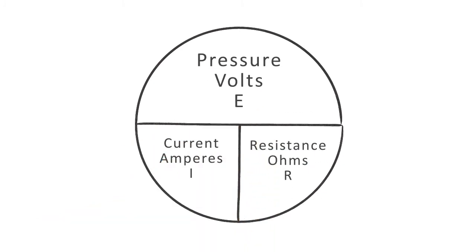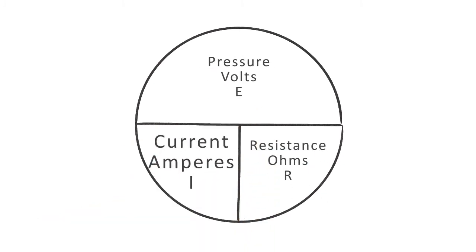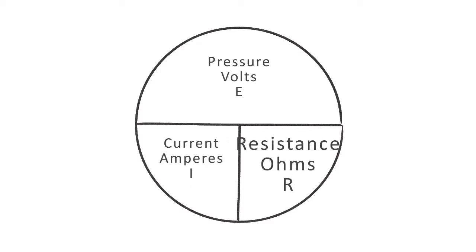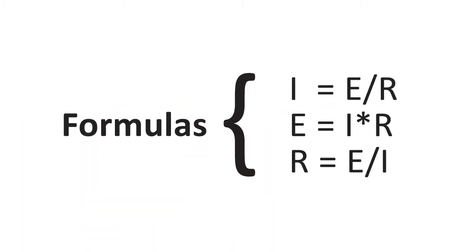Pressure, which is the voltage, is shown as the letter E. Current, the amperage, is shown as the letter I, and resistance, measured in ohms, is shown as R. Here are the basic versions of the formulas you will be using. I equals E over R, E equals I times R, and R equals E over I.